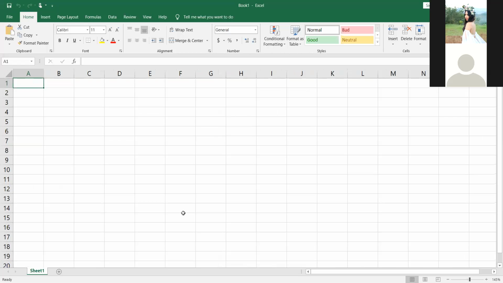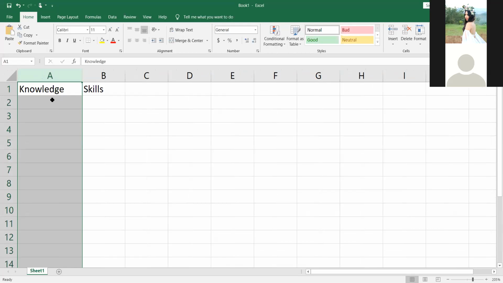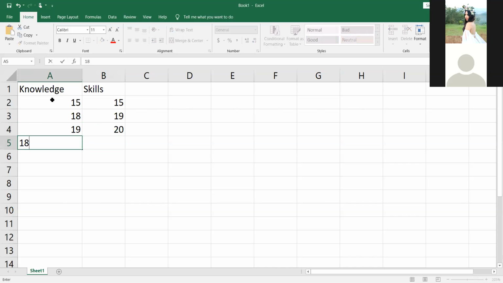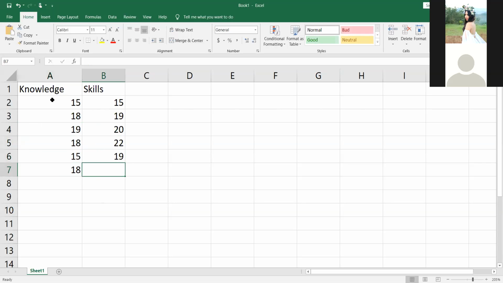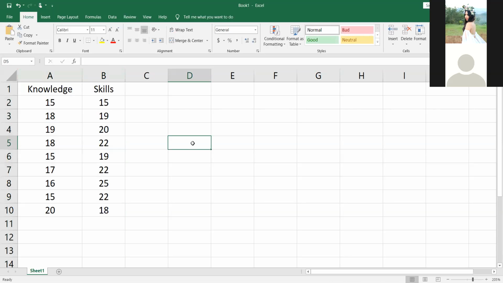Okay, so here is our data set, for example, for skills, and let's rewrite that to knowledge, and the other one is skills. So this is dummy data: 15, 15, 18, 19, 19, 20. So this is just an example. 19, 17, 16, 15, 20. So let's have 10 data. Given this data, we will figure out if there is a significant correlation between knowledge and skills.